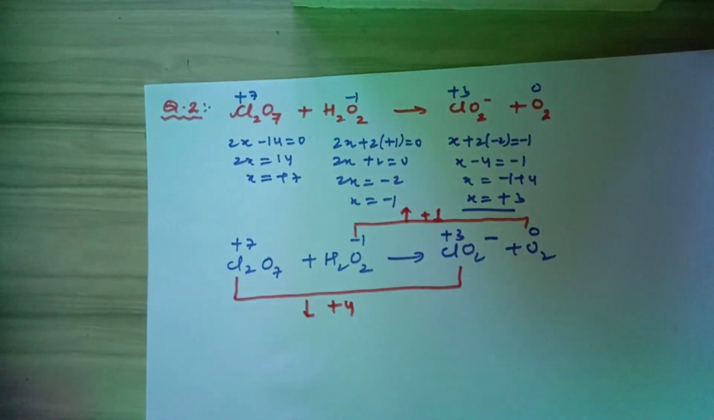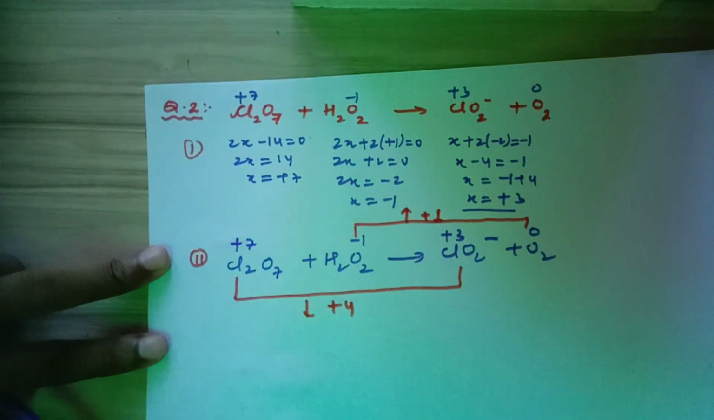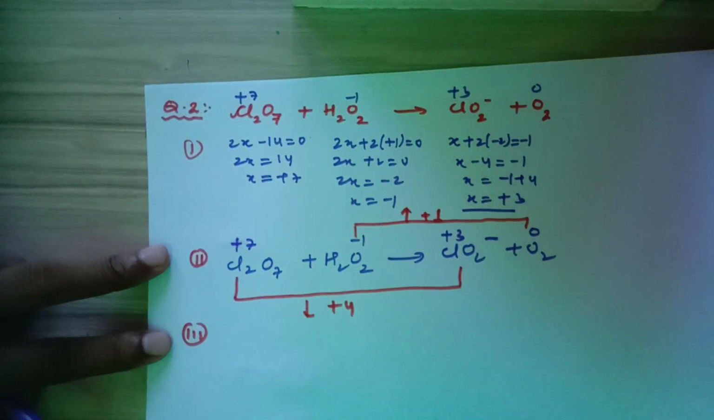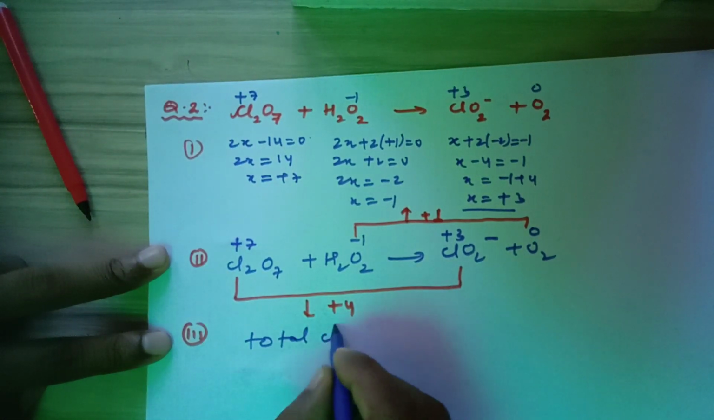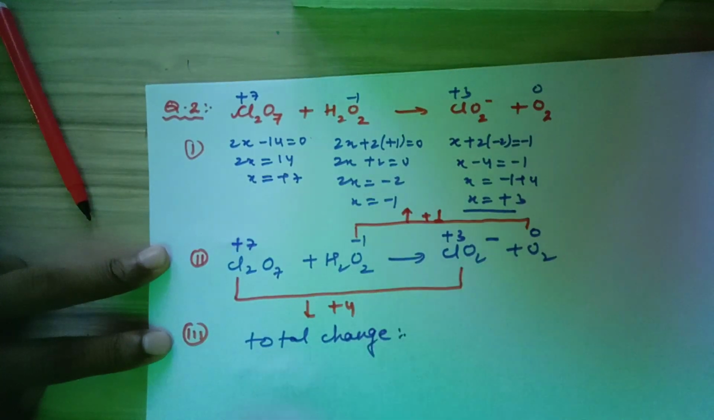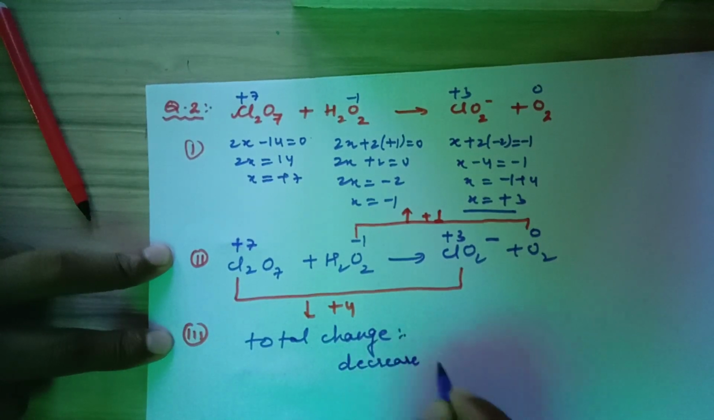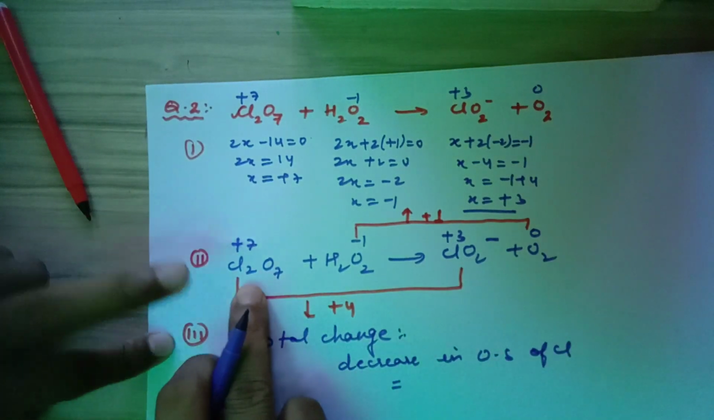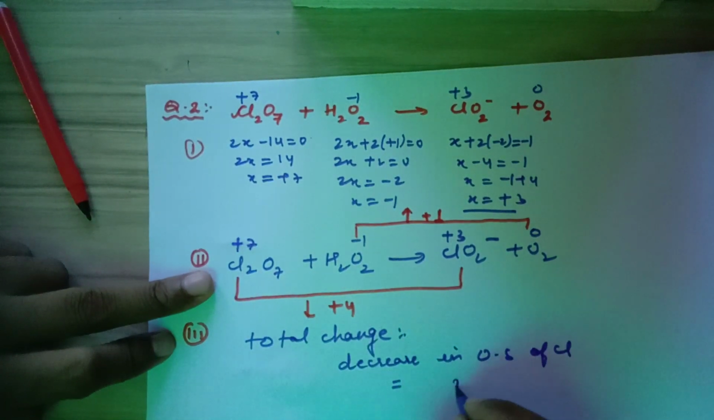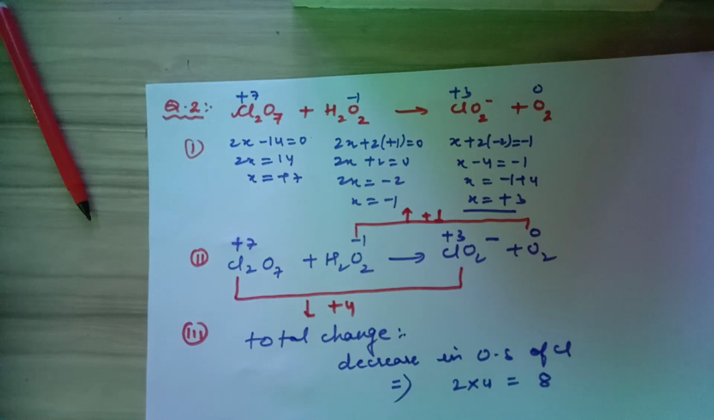Now let's calculate. This is step number 1. This is step number 2. Now let's see step number 3. Let's calculate the total change in oxidation state. First see the decrease in oxidation state of chlorine. There are 2 chlorine and the difference is 4, so it will be 2 into 4, that will be 8. So there is a change of 8.